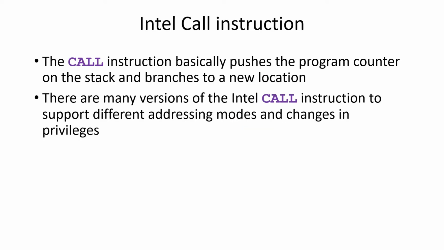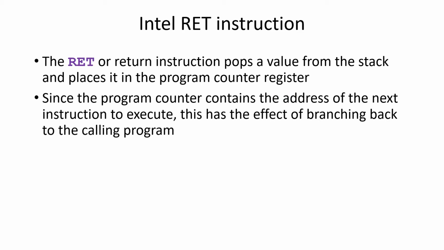The call instruction in the Intel machine pushes the return address on the stack, which is, of course, the program counter, because the program counter always contains the address of the next instruction to be executed. And then after pushing the return address on the stack, it does a jump to the new location, or loads the new location into the program counter. The return instruction undoes this. It pops the return address off the stack and loads it to the program counter. So the program will start executing at that returned address, or the instruction after the jump.